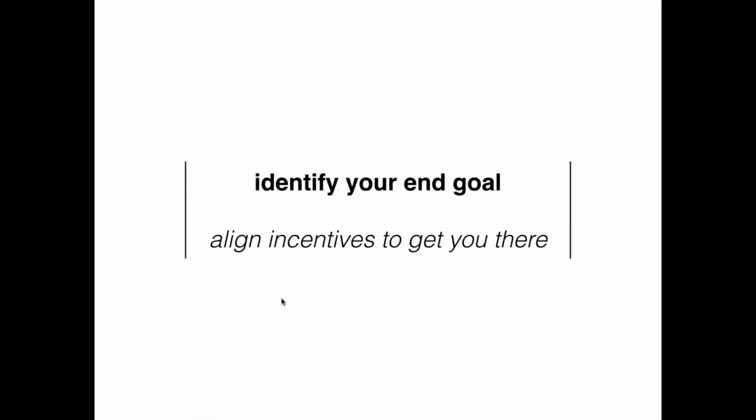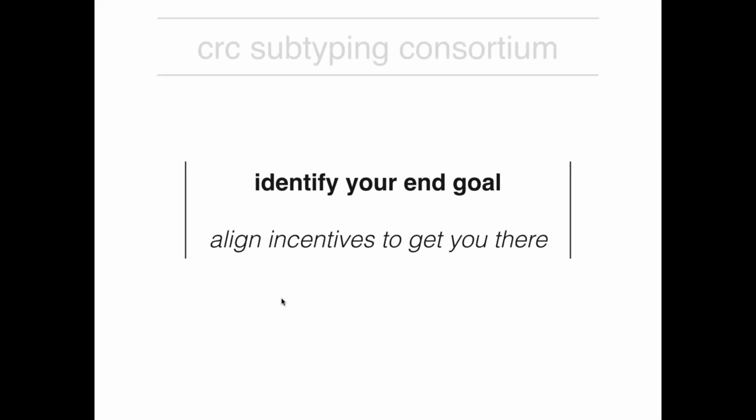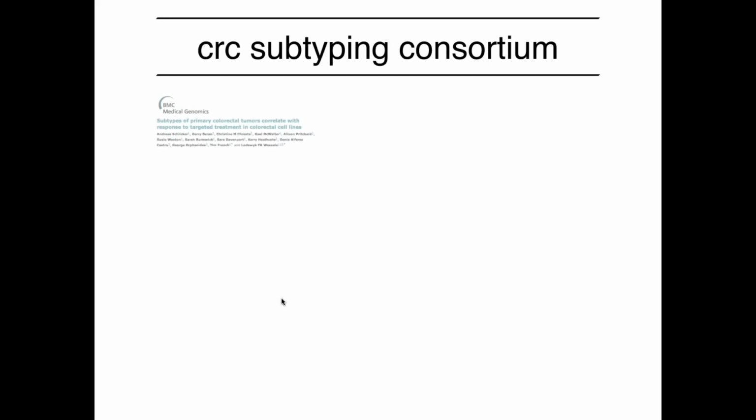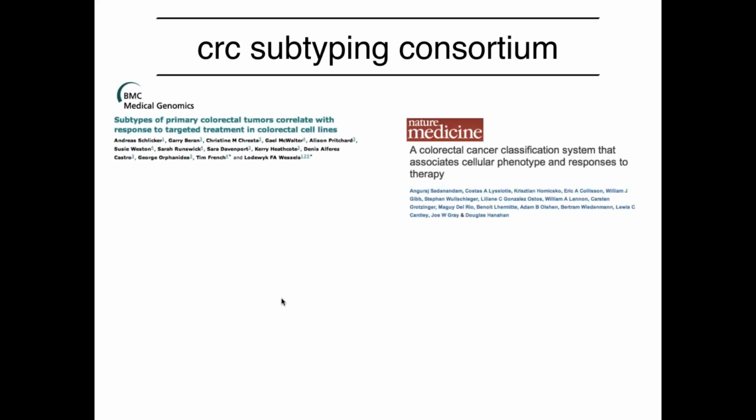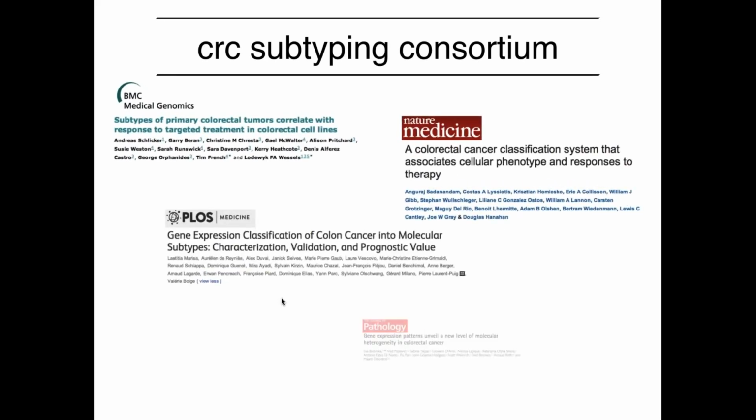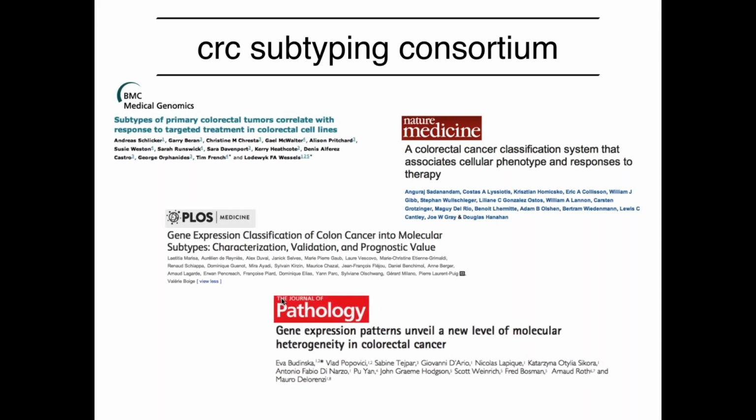The next anecdote that I want to get to is identify your end goal and then align incentives for the groups that you're trying to engage with to get you to that end goal. And so in this case, I have probably used this example in other talks that I've given to this group, but I think it's a powerful one.